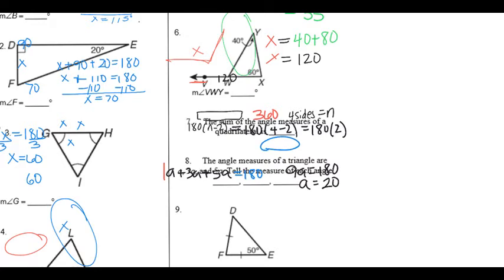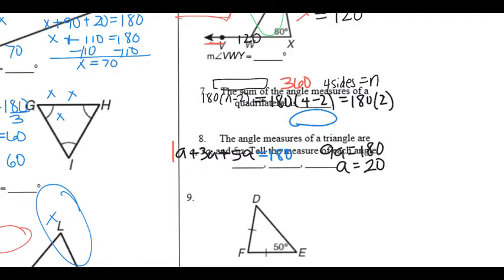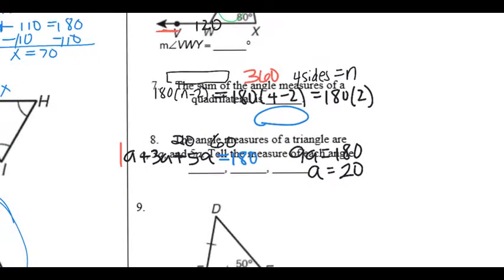With that 20, I can now use it to find the measure of each angle. My first angle measures just A, and A is 20. My second angle is 3 times A, so 3 times 20, which is 60. And my last one is 5 times A, which is 5 times 20, which is 100. And that's all the angles. Now, if you add up 20 plus 60 plus 100, it should add up to be 180, which it does. Let's go to number 9.